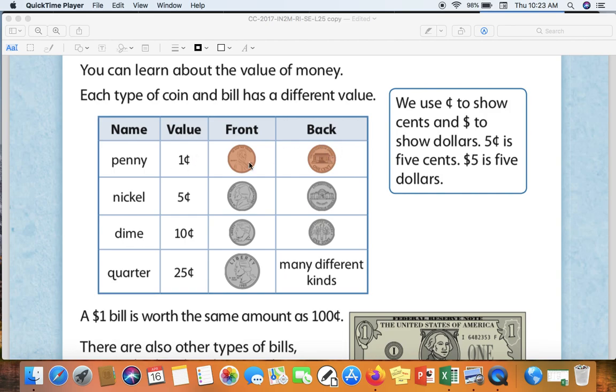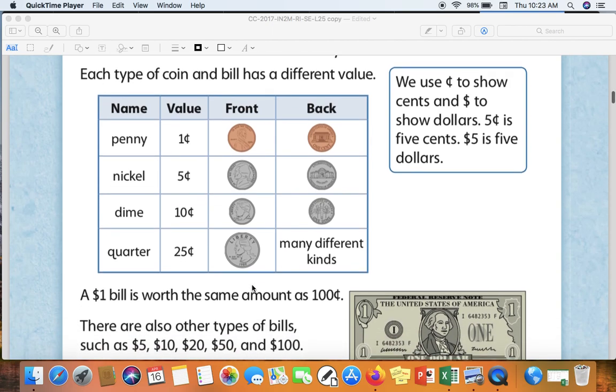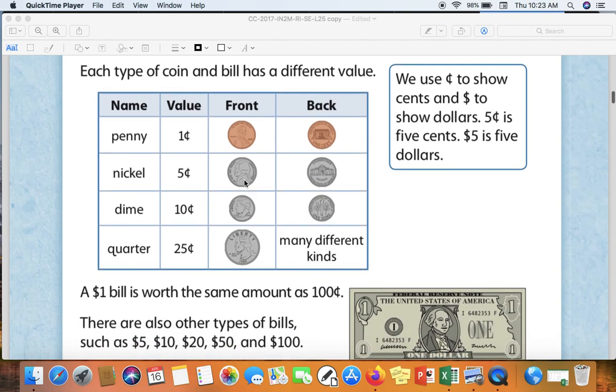You can easily identify the penny. It's copper in color and looks different than our other coins. But sometimes it's hard for us to recognize the differences between the nickel and dime, and sometimes people even mix up the nickel and the quarter. So look carefully at our coins here. Our nickel has a value of 5 cents. You can see the front of the nickel here and the back.